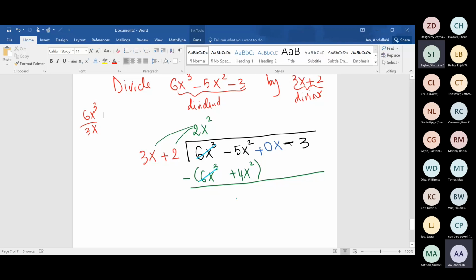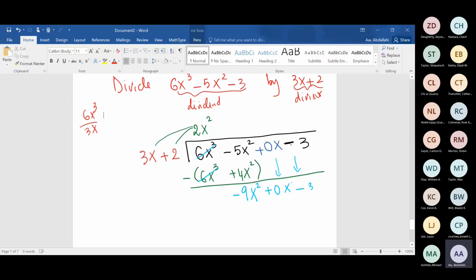Negative x squared? Look again. Is it negative 5x squared minus 4x squared? Oh, negative 9x squared. Exactly, negative 9x squared. And then I'm going to drop these two. Minus 3, I'm going to drop it here, right? Everybody see that?